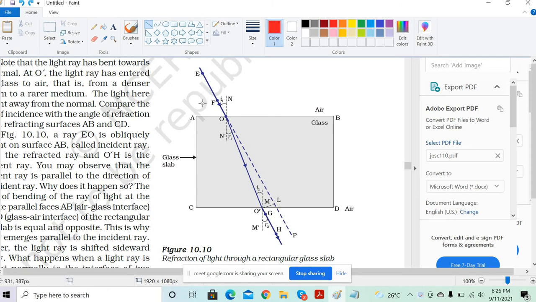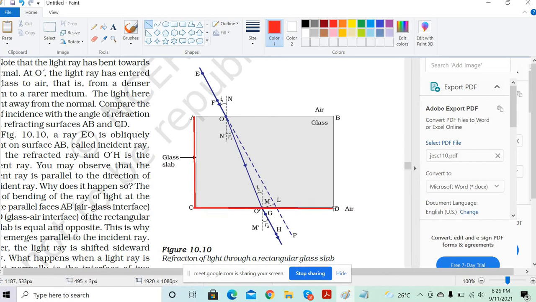Yes, sir. See, this is a glass slab. Think in terms of a duster, which is full of glass, a rectangular glass slab. So it is a cuboidal shaped glass, isn't it? Basically it has a length, breadth and height, so it is three-dimensional, okay?